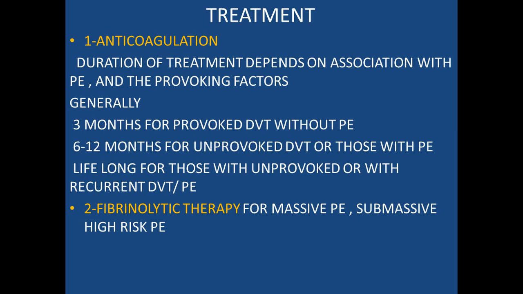Generally, the duration of treatment is 3 months in a patient with provoked DVT without pulmonary embolism. It's 6 to 12 months for a patient with unprovoked DVT, or those with PE. And in cases of unprovoked or recurrent DVT and pulmonary embolism, the duration of treatment will be lifelong.